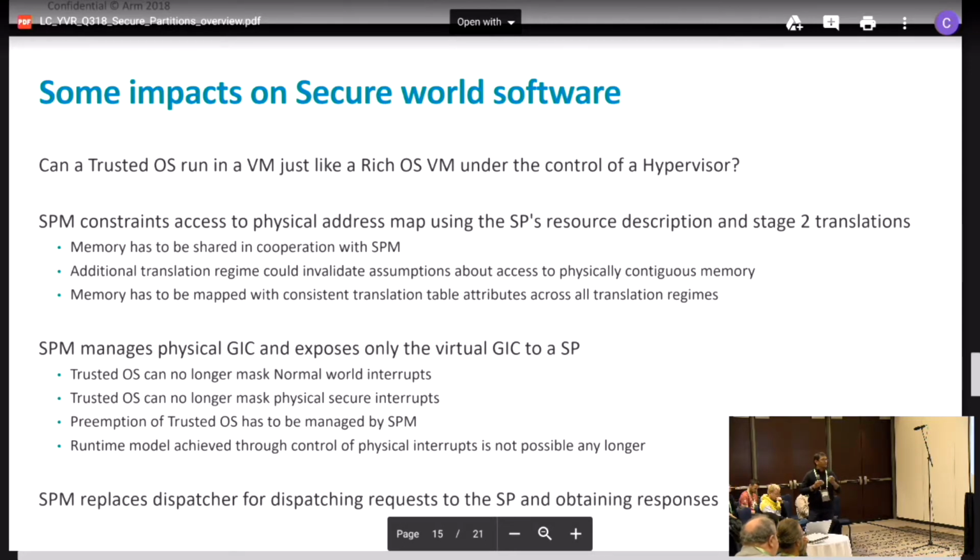Since there are multiple translation regimes involved now, the memory attributes used to map this shared memory have to be consistent across all these translation regimes. And regarding the GIC, a trusted OS can no longer mask normal world interrupts. It cannot mask physical secure interrupts, right? So the runtime model that it assumes, due to its assumption of access to the physical resources in the system, whether that will scale to running inside a virtual machine or not, that's the crux of the problem. And then finally, this SPM replaces the dispatcher for dispatching the request to the SP and obtaining responses.